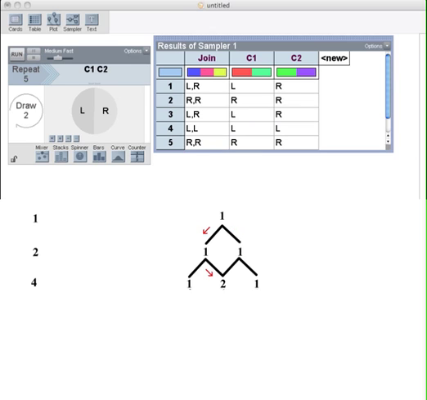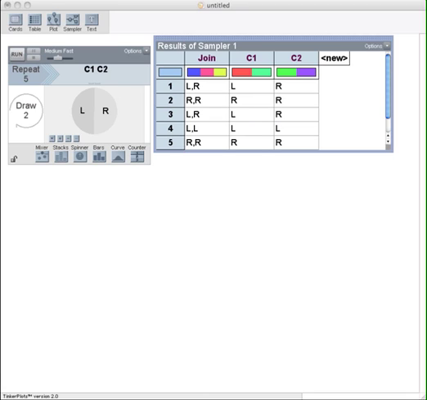So, the first ball ended up in the middle bin. The second ended up in the right bin. The third ended up in the middle bin. The fourth ended up in the left bin. And the fifth ended up in the right bin. But there's an easier way to figure this out. Instead of using L and R, we can use 0 and 1.